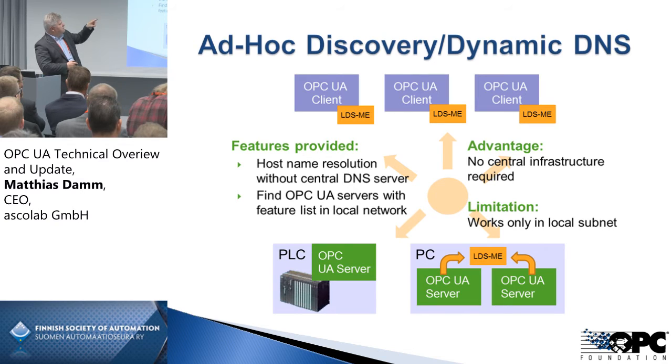And the only new thing for OPC applications is that this LDS-ME also provides a cache of available servers in the network. So there's one new service that can be called by a client, and it's called Find Servers on Network. So it gives you a list of all servers that are registered, or OPC UA services registered or announced through this MDNS extension. So that works nicely in a local network without central infrastructure, but it's probably limited to the subnet.